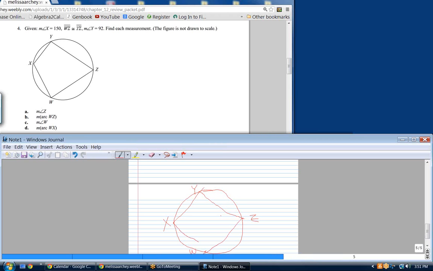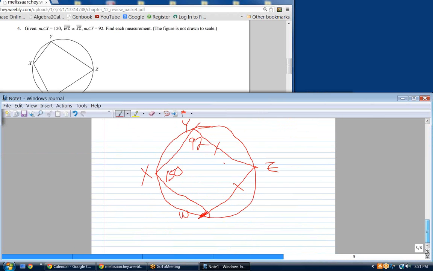Notice that all of these lines intersect on the circumference. Right. Now let's see. Angle X is 150. WZ is congruent with YZ. And angle Y is 92. Find each measurement. The figure is not drawn to scale. Angle Z. Wouldn't that be 150 then? Or no, it'd be half of 150.